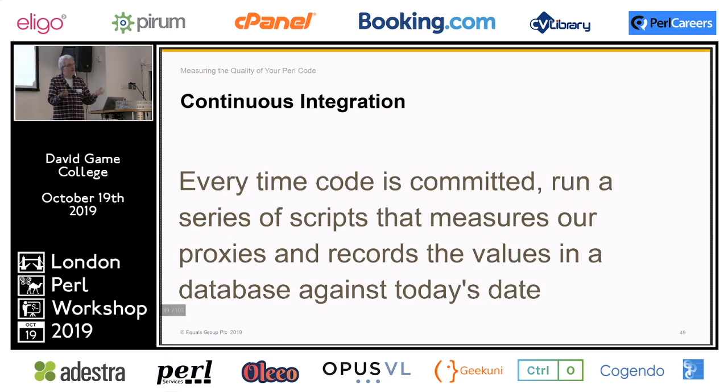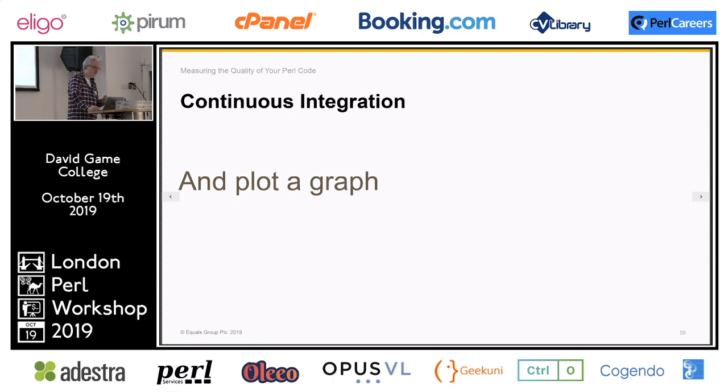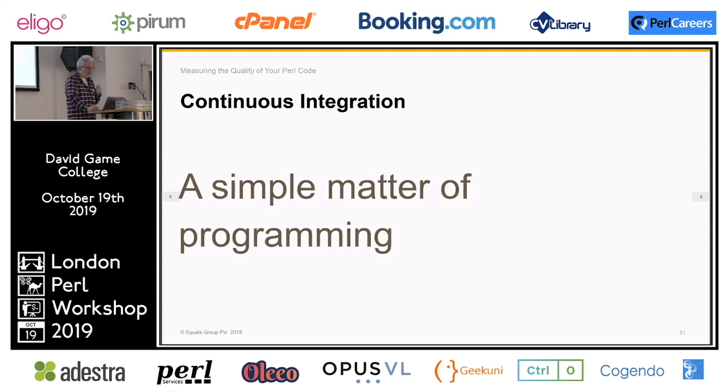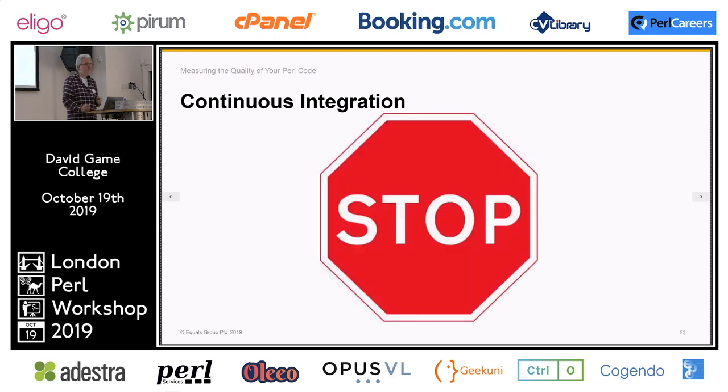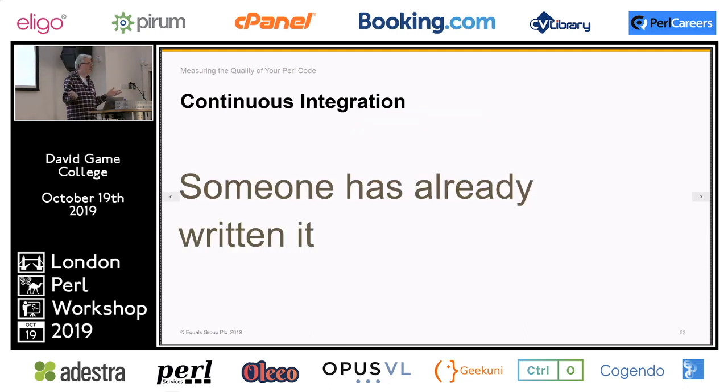So what it looks like for us is every time code is committed, you run a series of scripts that measures the proxies and records those values in a database against a timestamp. And then you've got dates, you've got numbers, you can draw graphs. Sounds easy, right? Yeah, and plot a graph at the end. Email it to your manager. Look, we're doing well. Give me a pay rise. It's all just a simple matter of programming. But don't do that. Don't do that because it's such a useful idea. People have already written these things.